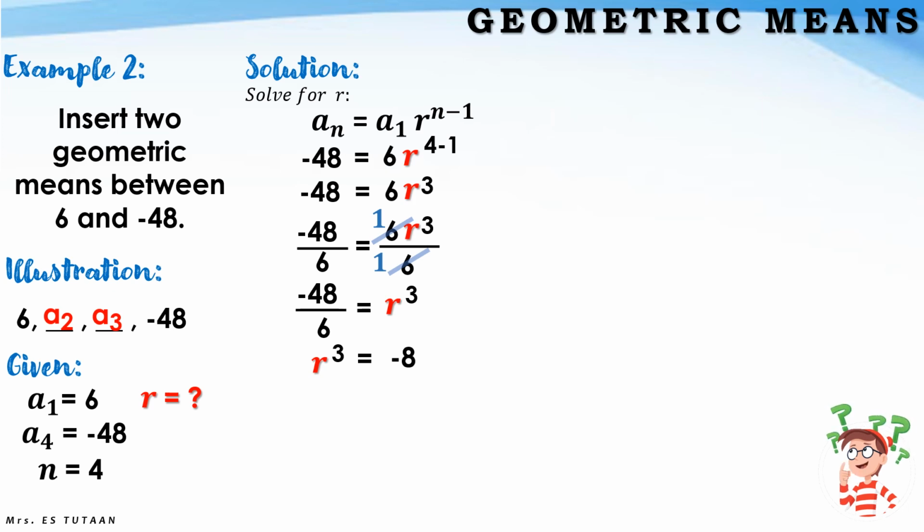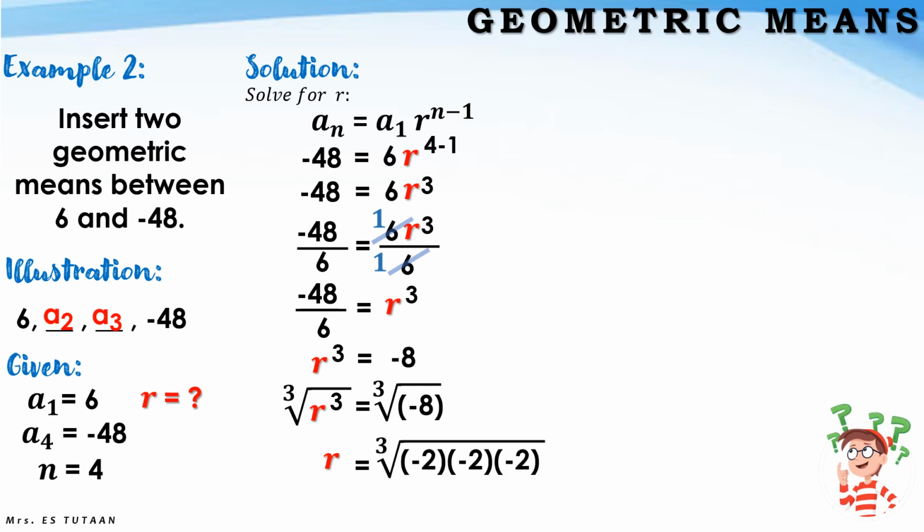So, we will think of factors of negative 8. Tatlong beses siyang magiging factor ng ating negative 8. So, ano kaya yun? Okay, so that is negative 2 times negative 2 times negative 2. At dahil pare-pareho naman yan, negative 2, ilalabas na natin siya. So, our r is negative 2.